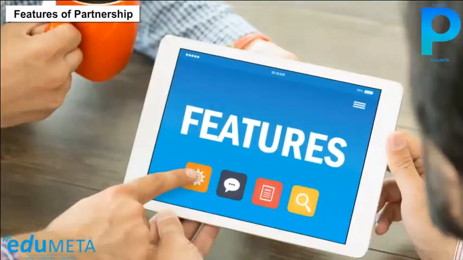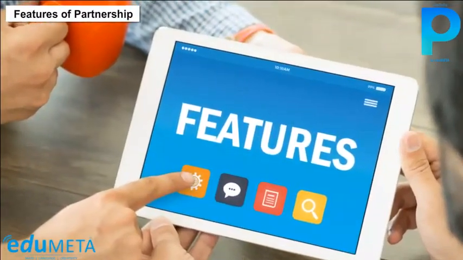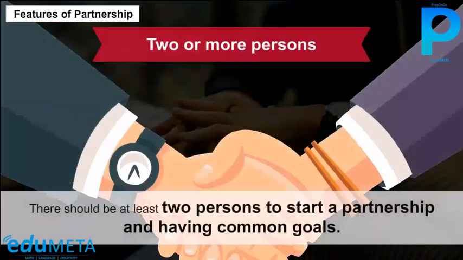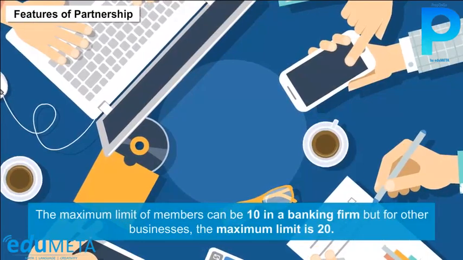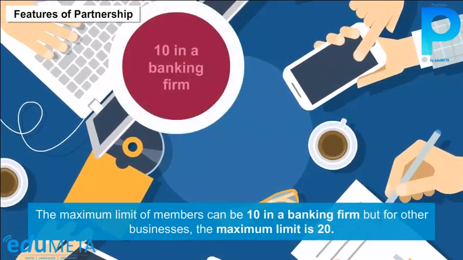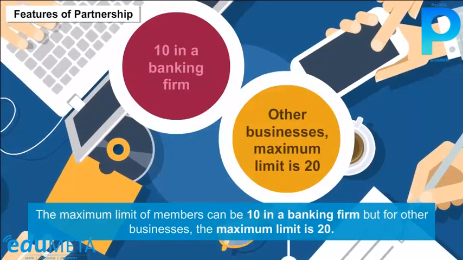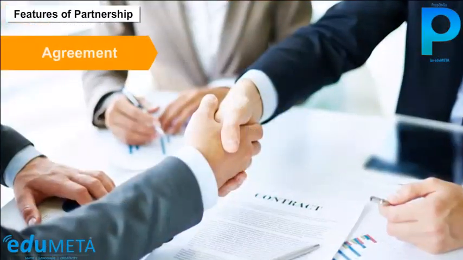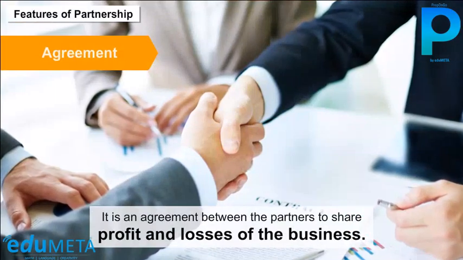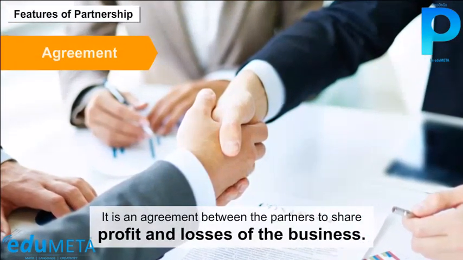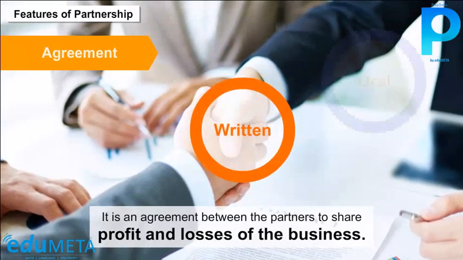Features of partnership. The essential features of a partnership firm are: two or more persons. There should be at least two persons to start a partnership, having common goals. The maximum limit of members can be 10 in a banking firm, but for other businesses, the maximum limit is 20. Agreement. It is an agreement between the partners to share profit and losses of the business. This agreement can be written or oral.